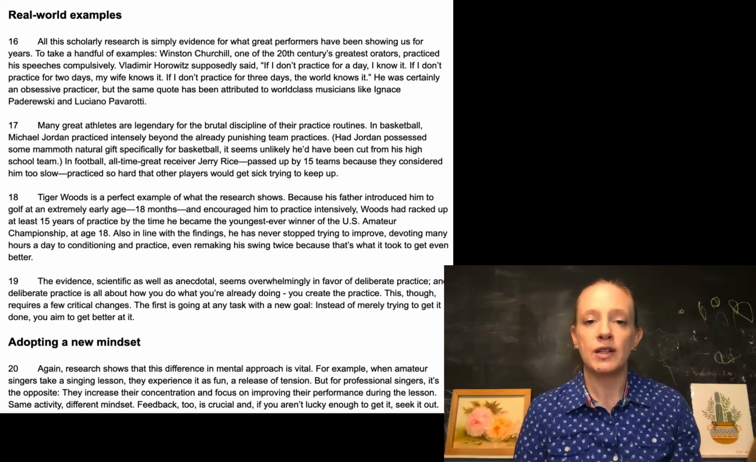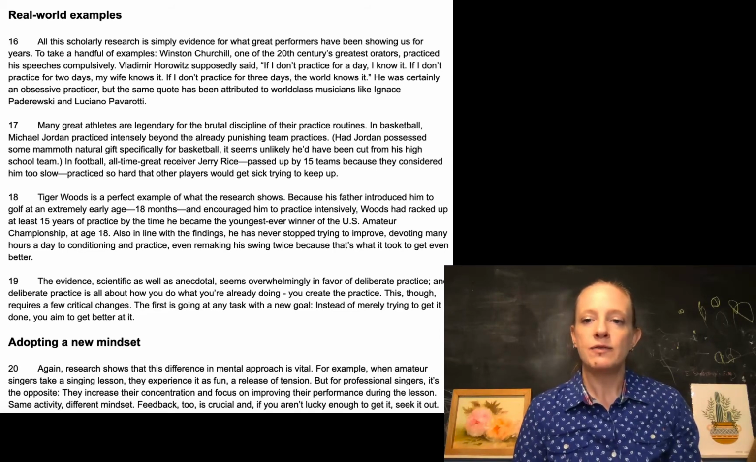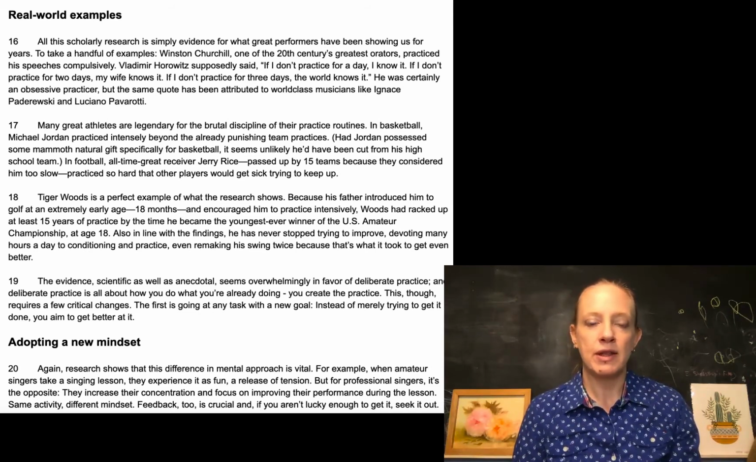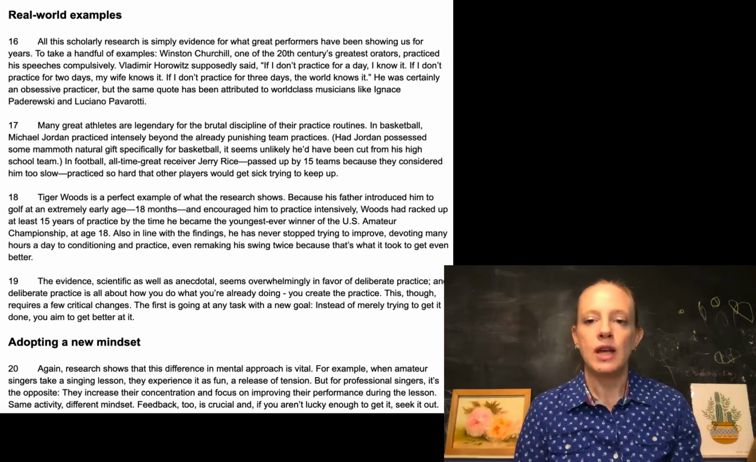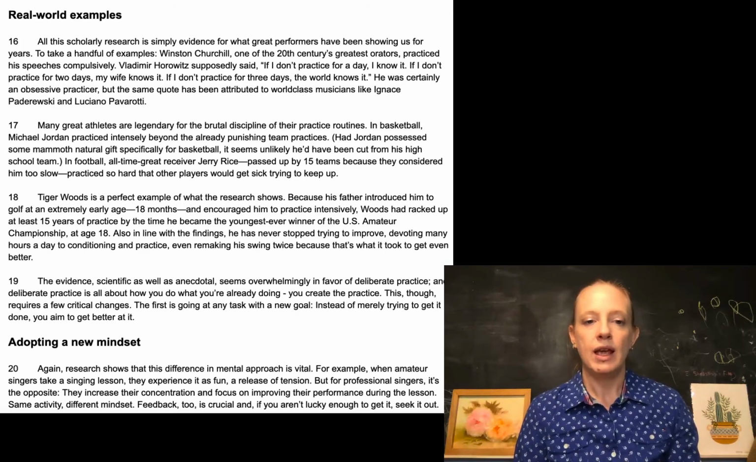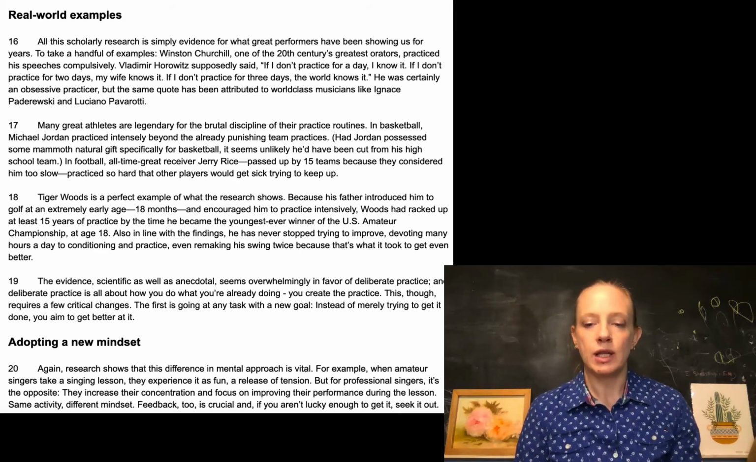Tiger Woods is a perfect example of what the research shows. Because his father introduced him to golf at an extremely early age, 18 months, and encouraged him to practice intensively, Woods had racked up at least 15 years of practice by the time he became the youngest ever winner of the U.S. Amateur Championship at age 18. Also in line with the findings, he has never stopped trying to improve, devoting many hours a day to conditioning and practice, even remaking his swing twice because that's what it took to get even better. The evidence, scientific as well as anecdotal, seems overwhelmingly in favor of deliberate practice.